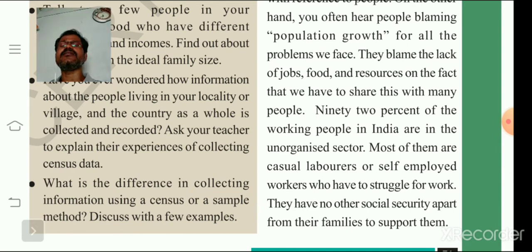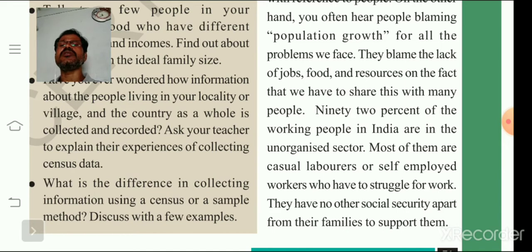That may be their father, their mother, or someone, maybe their wife, or some of their neighbors. That is the only support we see for the people from their families, right? And they do not find any other social security in their life. Understand? So many people are suffering. They are not able to find jobs. Jobs are not enough to meet the needs of the unemployed, right?